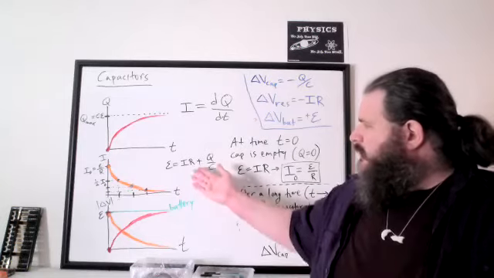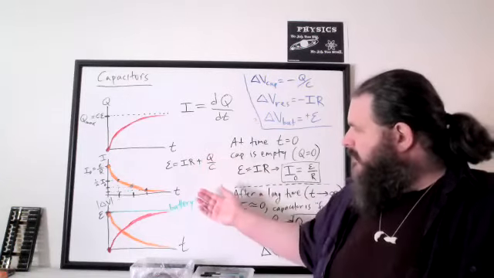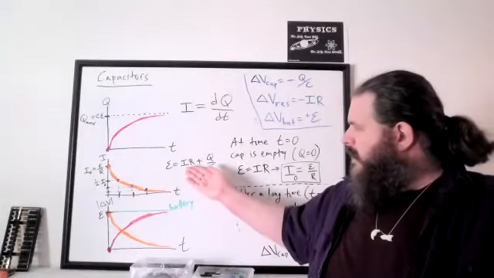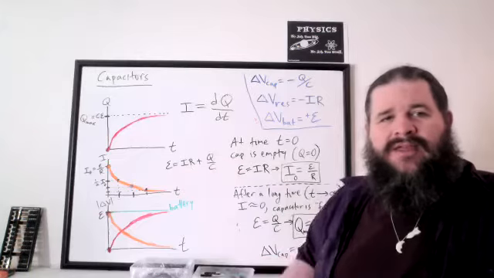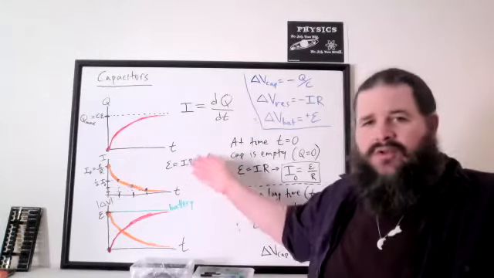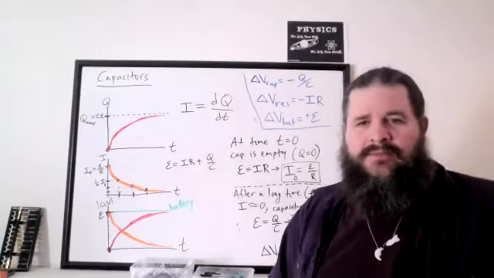When I talk about voltage getting used up in this context, I mean that the resistor gets some of that voltage, and the capacitor gets some of that voltage. Because they're in series, those voltages have to add up to epsilon.